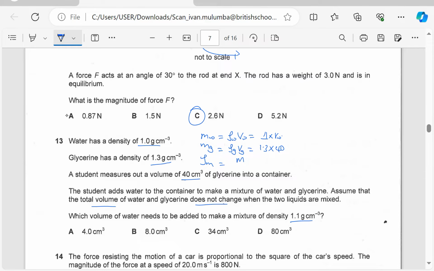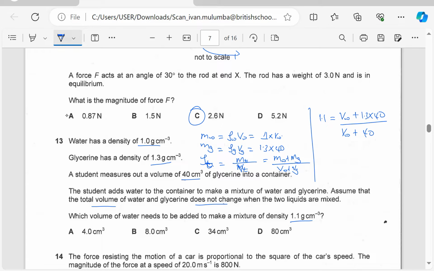Density of the mixture, let me say total density, is equal to the total mass over total volume, which is the mass of water plus the mass of glycerin divided by the volume of water plus the volume of glycerin. So I'm now just going to substitute: the density of the mixture is 1.1, equals the mass of the water, which is 1 times VW, which is simply VW, plus the mass of glycerin, which is 1.3 times 40, divided by the volume of water, which is VW, plus the volume of glycerin, which is 40.